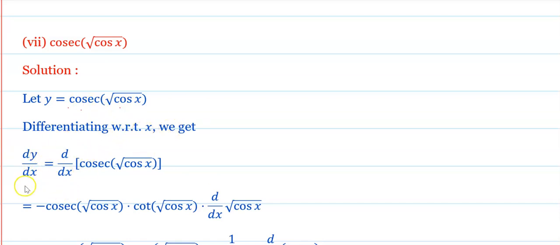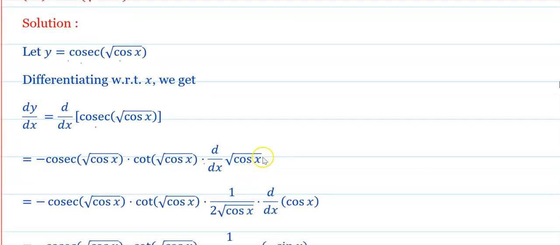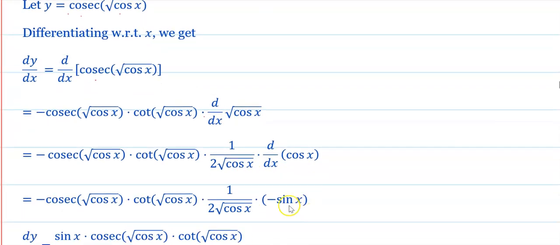Differentiating with respect to x, dy by dx is equals to d/dx of cosec root of cos x. Now the derivative of cosec is minus cosec root of cos x into cot of root of cos x into d/dx of root of cos x. Now this is the derivative of root x. Again it is 1 upon 2 times root of cos x into d/dx of this root quantity. What is that? Cos x, and its derivative is a minus sign.